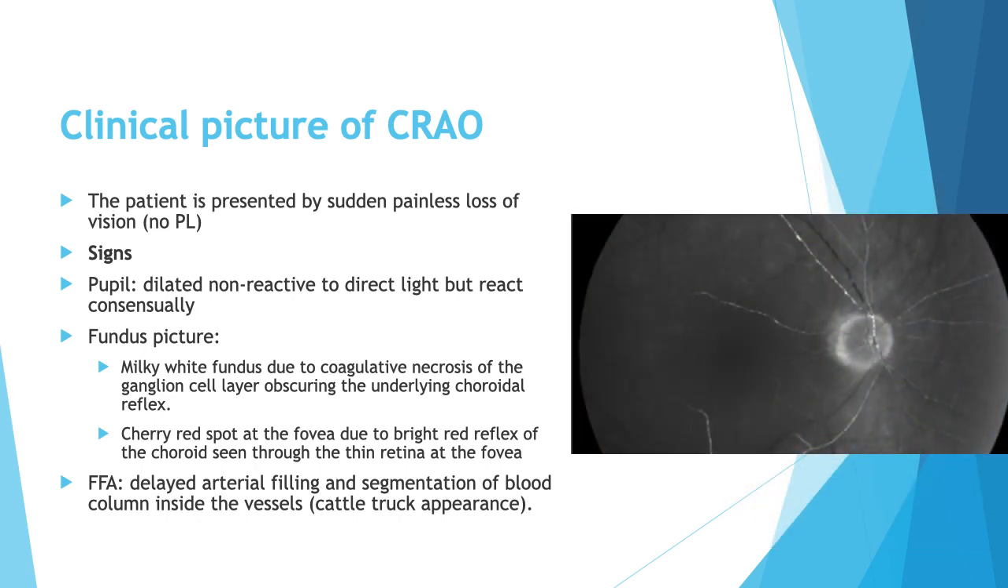What are the other diagnostic signs? When we do fluorescein angiography, injecting the dye to see circulation inside the eye, we can see what we call cattle track appearance, black and white segmentation of the column inside the artery. This is segmentation due to slow circulation inside the artery, and they call it cattle track because the cattle in the US are black and white, so when they are following up the cattle in trucks, they see black and white from far away. So this looks like a cattle track, black and white dots due to segmentation of the blood inside the vessels.